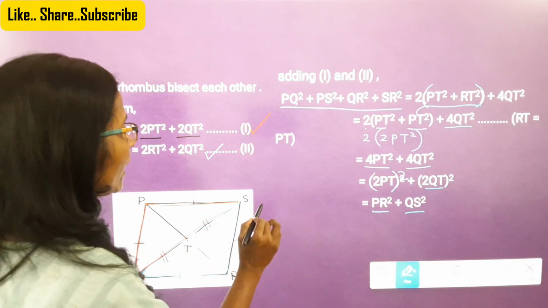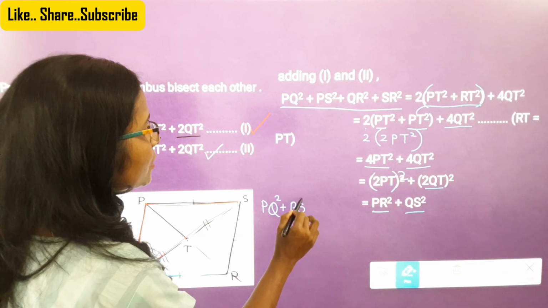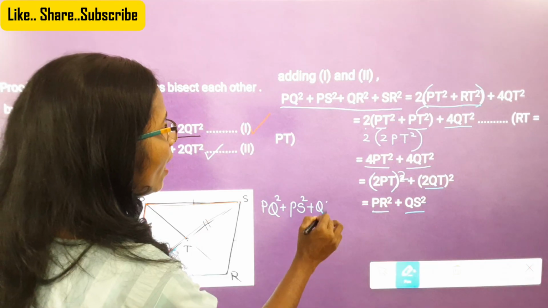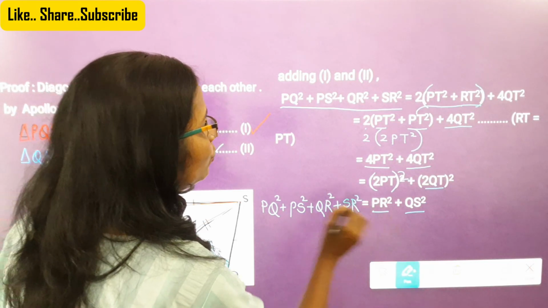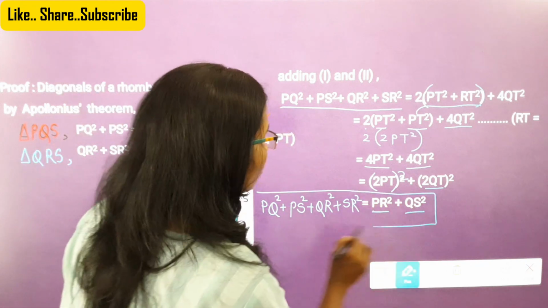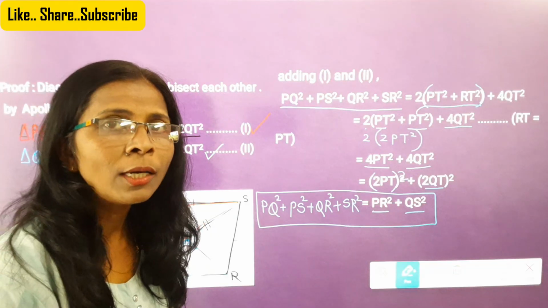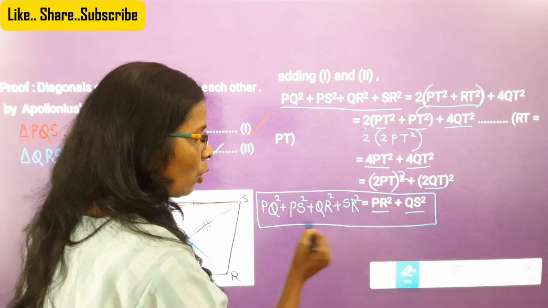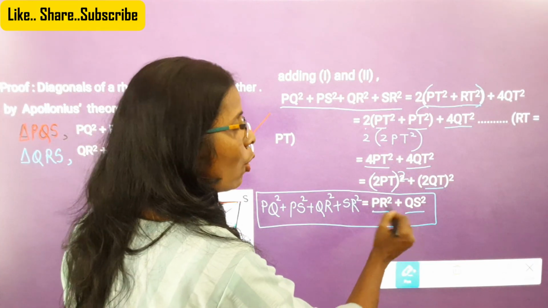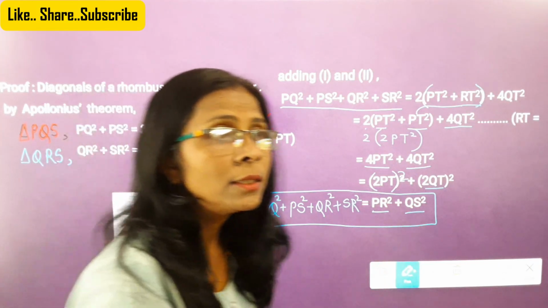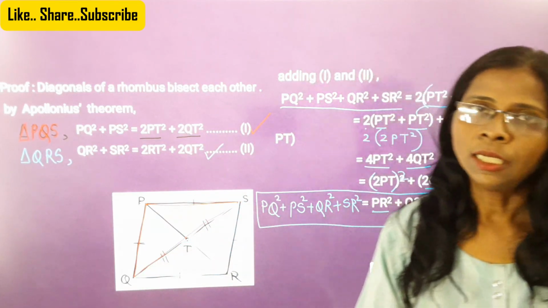So here we can say that PQ square plus PS square plus QR square plus SR square is equal to PR square plus QS square. That means the sum of the squares of the sides is equal to the sum of the squares of the diagonals, and this can be proved with the help of Apollonius Theorem.